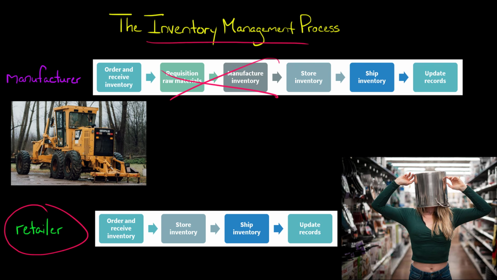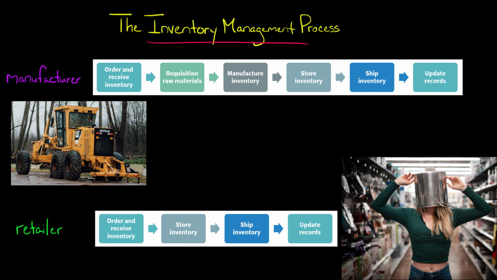That's because a retailer does not manufacture its own inventory. A retailer like Walmart purchases inventory that's been manufactured by another company like Procter & Gamble. So a retailer is acquiring inventory that has already been built or constructed and then turning around and selling it at a higher price than they paid for it. Whereas a manufacturer is building its own inventory.